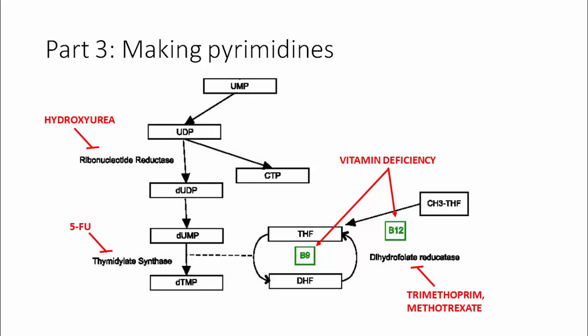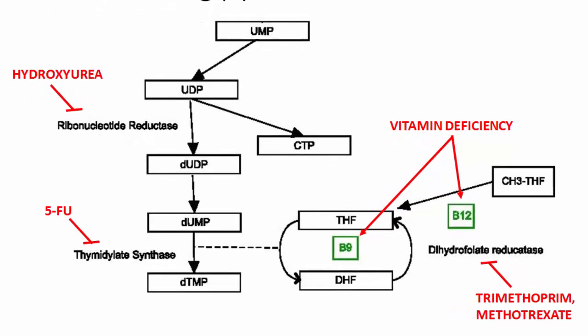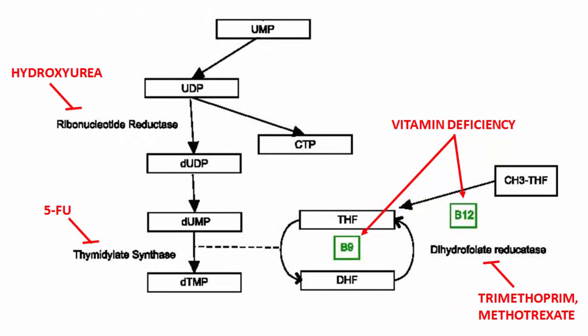For the first step of the process, you can see that UMP is converted to UDP. From UDP, there's actually 2 ways we can go. The first way is to CTP directly. So from UDP, you can get CTP without having to use any other intermediates, and so you have one of our end products right there. The other direction UDP can go into is down to deoxy-UDP, using the enzyme ribonucleotide reductase. As we'll see later, this enzyme can be targeted by the drug hydroxyurea.